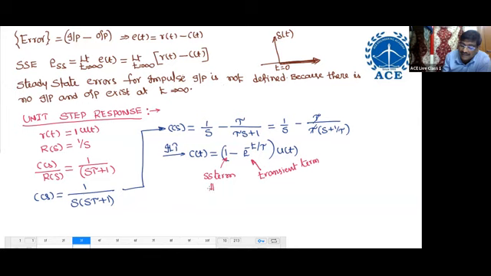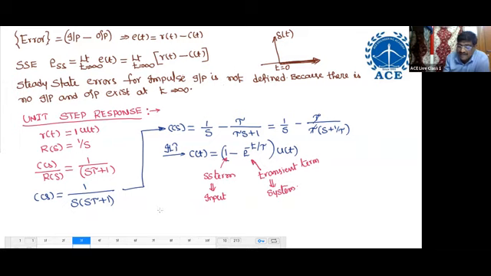Generally, the steady state term is because of the input. The transient term is because of the system. Generally, in the response, the steady state term is because of the input.